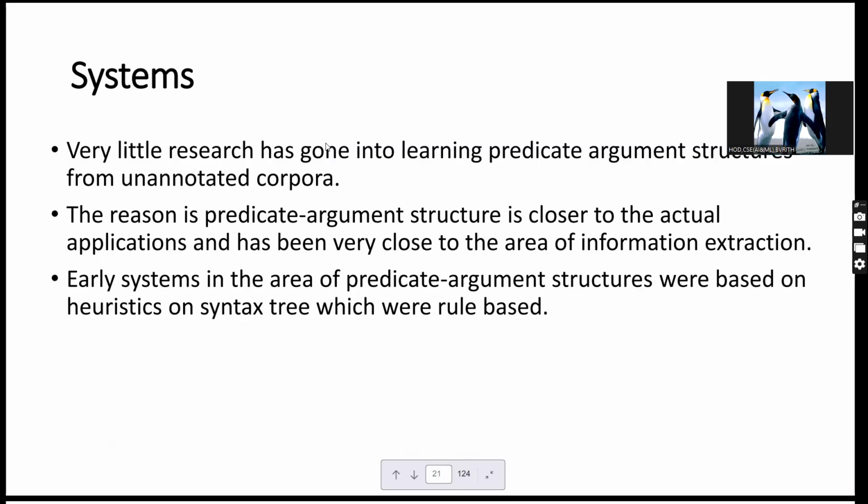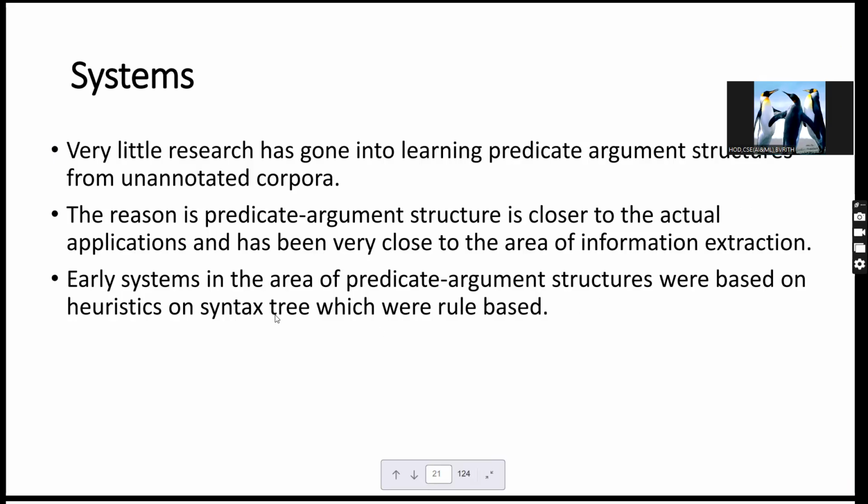And related to the systems, we will see how the systems can be developed with the help of these resources of predicate argument structure. This predicate argument structure is very close to our text and the context of the data. So we can use this for real-time applications where we are making a transformation or translation of a text.